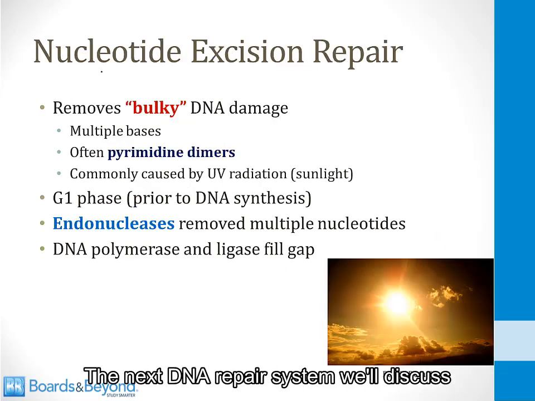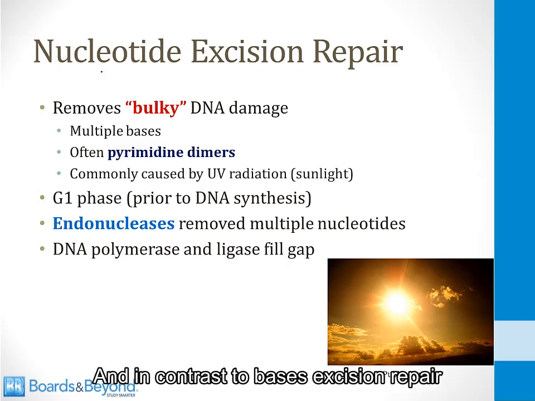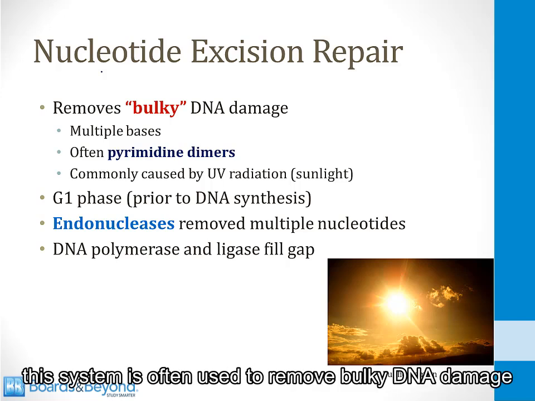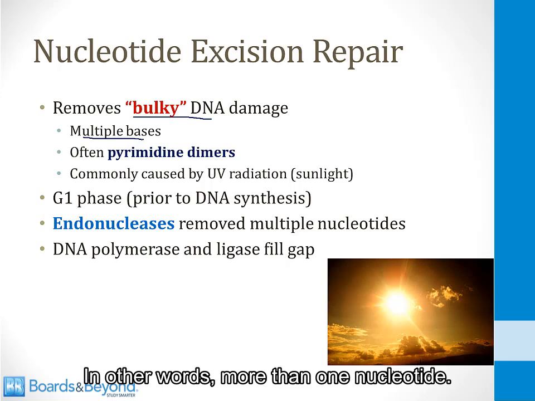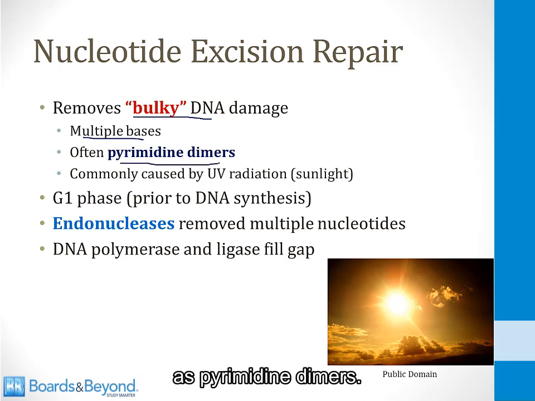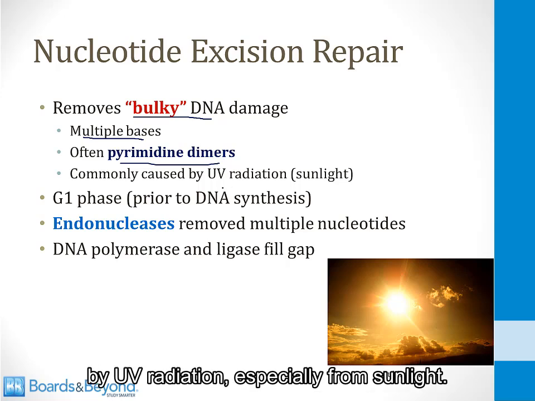The next DNA repair system we'll discuss is called nucleotide excision repair. In contrast to base excision repair, this system is often used to remove bulky DNA damage that involves multiple bases, in other words, more than one nucleotide. It's often used to remove what's known as pyrimidine dimers. I'll show you a picture of this on the next page. And this type of damage is commonly caused by UV radiation, especially from sunlight.